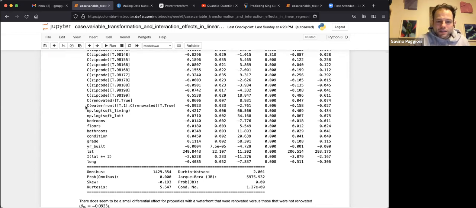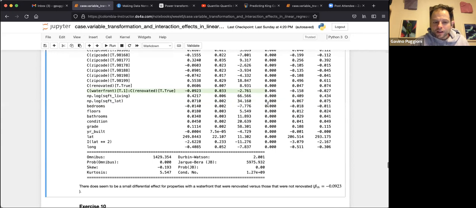And we can see that this interaction is actually significant. So what we are observing is that it seems that there is a small difference for properties with a waterfront that were renovated versus those that were not renovated. So the difference in slope will be 0.09, which is somewhat small. And this goes to correct the effect of waterfront.